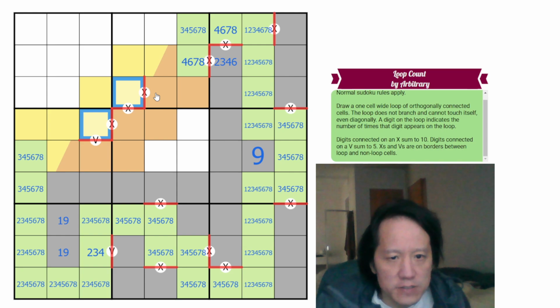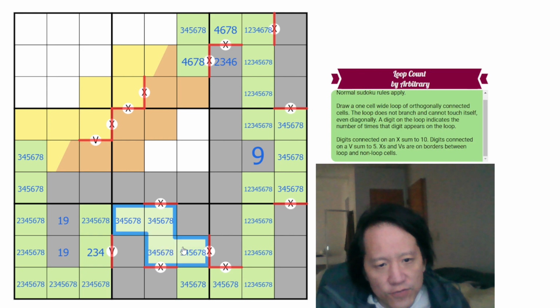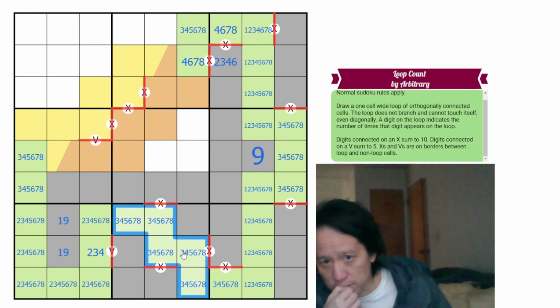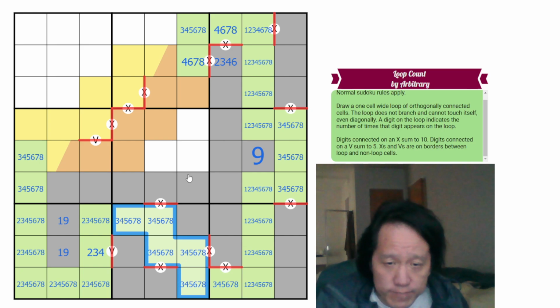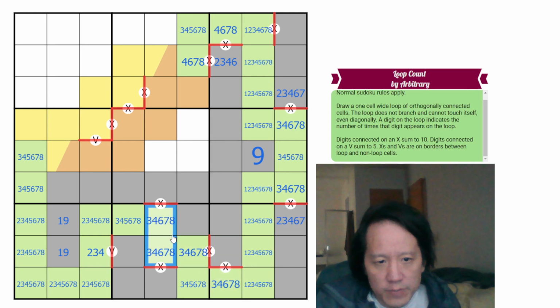Interesting. Where is the 8? The 8 has to be either here or it's here. This is 5 out of the 3, 4, 5, 6, 7, 8. So this can't be 5. This can't be 5. So therefore, this is 2, 3, 4, 6, or 7. These can't be 5.